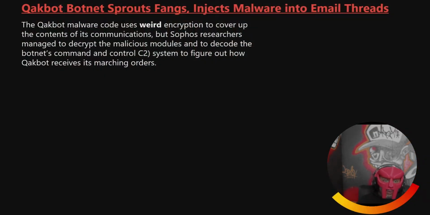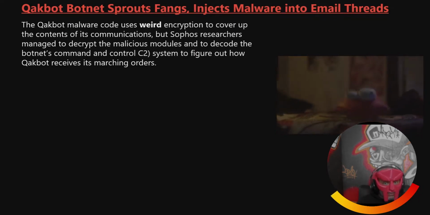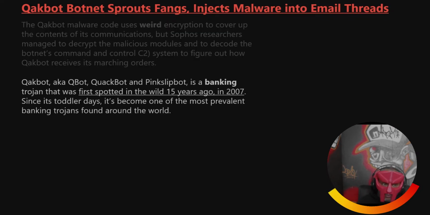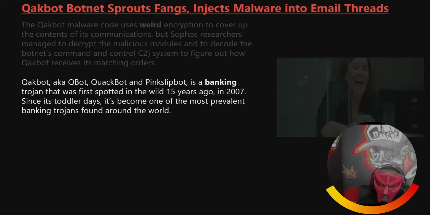The Qakbot malware code uses weird encryption to cover up the contents of its communications, but Sophos researchers managed to decrypt the malicious modules and to detect the botnet's command and control system to figure out how Qakbot received its marching orders. Qakbot, again aka QBot, aka QuackBot, aka Pinkslipbot, is a banking trojan that was first spotted in the wild 15 years ago, in 2007.